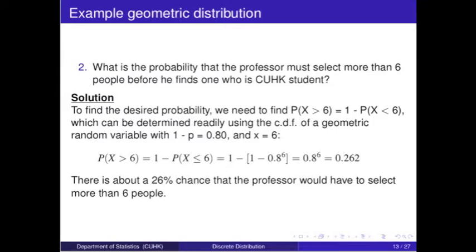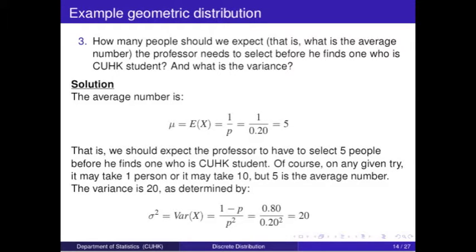For the second one, what is the probability that he must select more than 6 people before he succeeds? To calculate the answer, you can use the CDF of geometric distribution. It is easy to calculate by 1 minus P(x less than or equal to 6), and we get the answer of about 26%. For the last question, find the expected value and the variance. It is easy to calculate the answer by substituting the parameter into the mean and variance formulas.